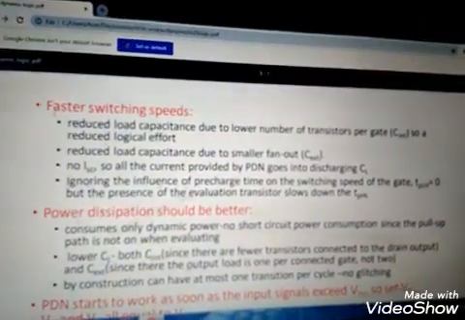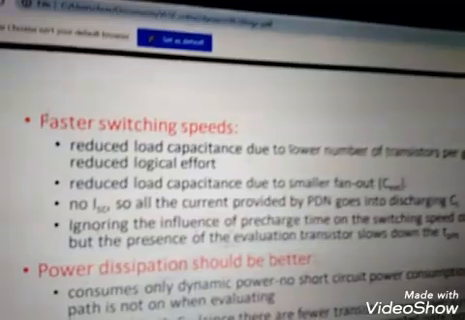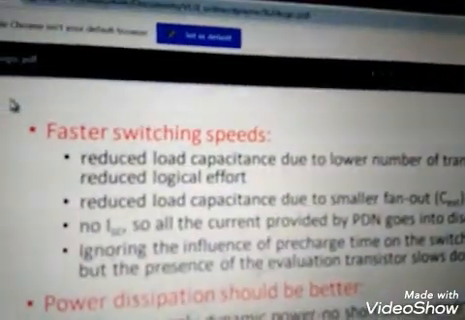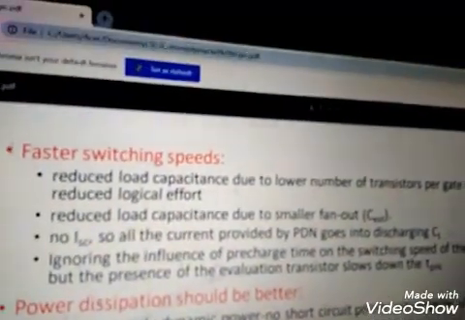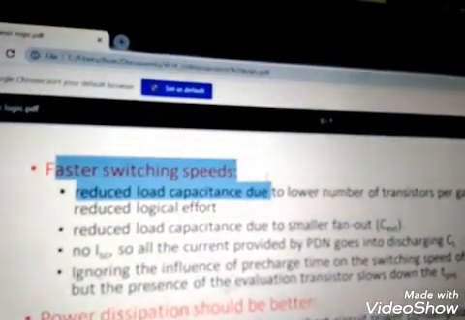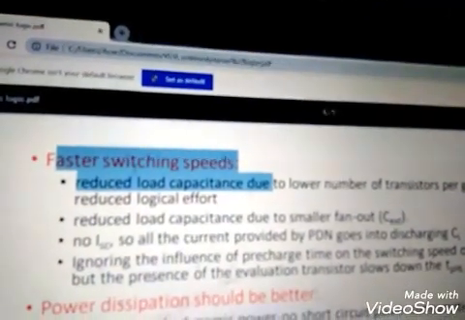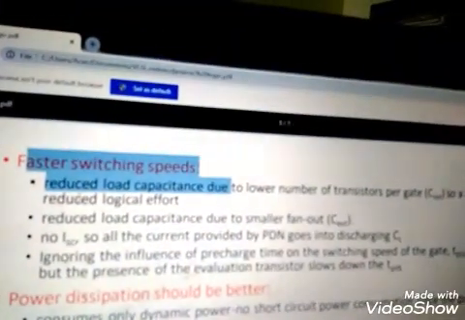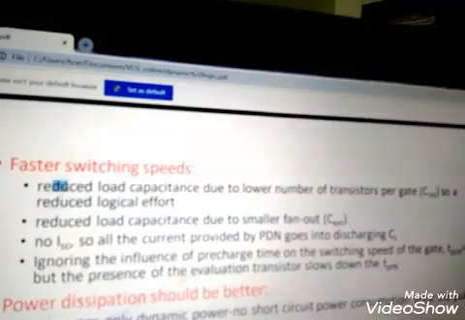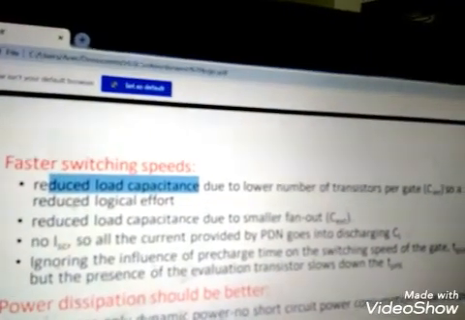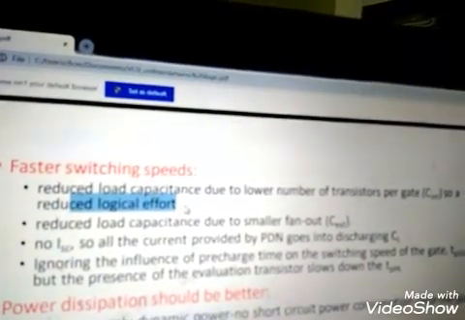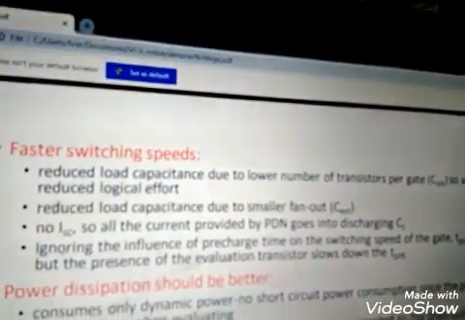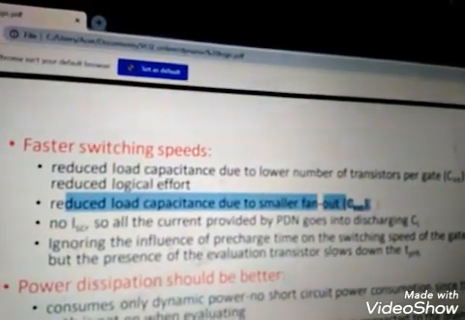Faster switching speed. Just look into the faster switching speed. Why we have faster switching speed? It is due to the dynamic switching activity. So switching occurs only with respect to a clock signal. Thereby a reduced load capacitance will be there, which in turn reduces the logical effort in the particular design, and reduced load capacitance due to fan out.